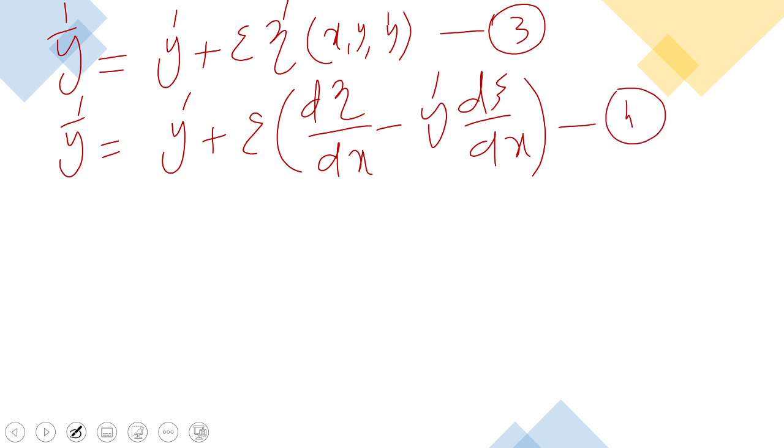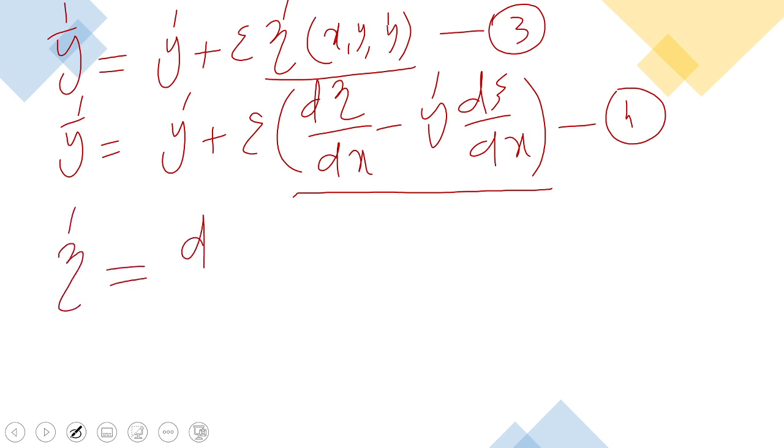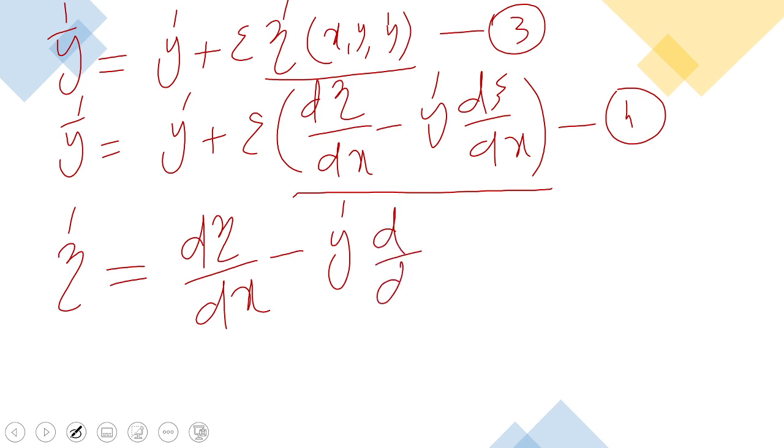This is 4. So when we compare, this value is equal to this, so that means eta 1 is in fact dη/dx, the total derivative of eta, minus y dash, the total derivative of xi. This is eta 1, and if I follow the track, then what will be eta 2?